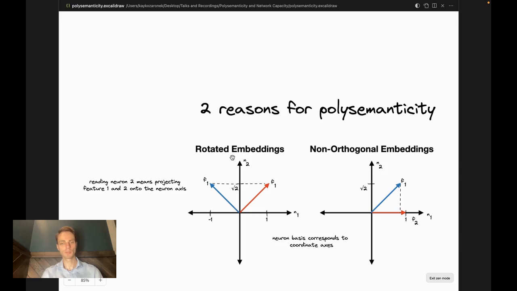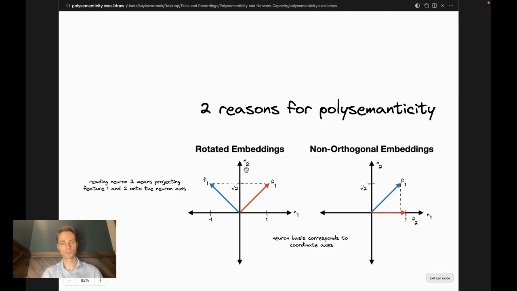Now we can see two distinct reasons for why this could happen. Before we dive into this, I want to explain briefly how to read this plot. On the x-axis you have neuron 1, and on the y-axis you have neuron 2, and then here you've got features. In a rotated embedding, these features do not line up with the neuron axes, so they don't line up with the neuron bases. If I read out neuron 1 or neuron 2, I project the features onto that axis. Again, reading out a neuron means that I'm projecting these features onto this axis.